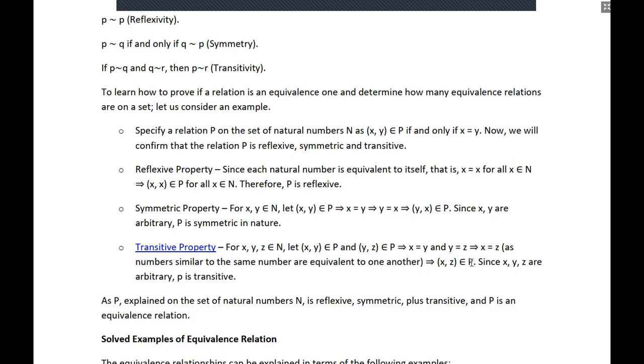So this relation P fulfills all three axioms of an equivalence relation. P is reflexive, P is symmetric, and P is transitive. We can say that P is an equivalence relation. So P is an equivalence relation.